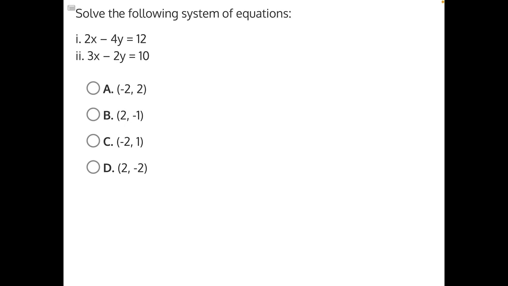Solve the following system of equations. To solve this question, I would start with our first equation here and try to isolate the variable x, and I'll show you why as we're doing it. 2x minus 4y equals 12.